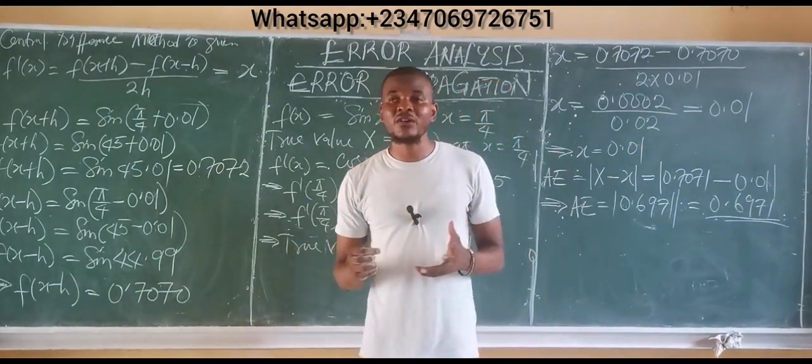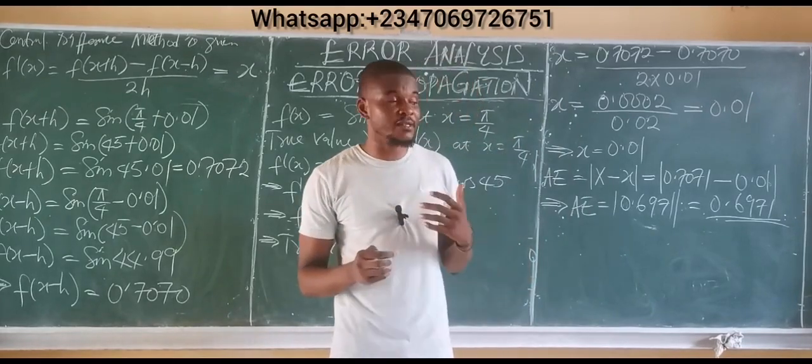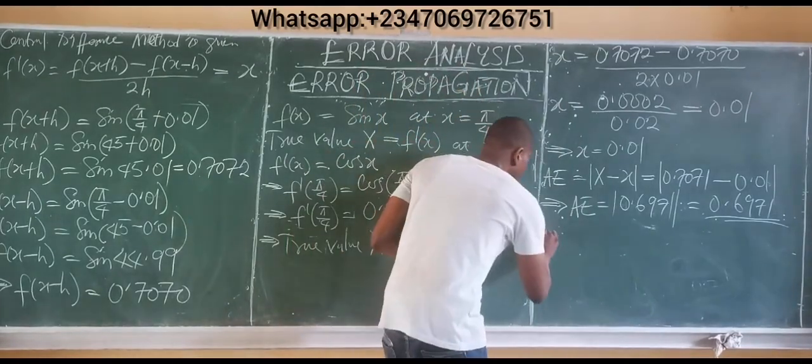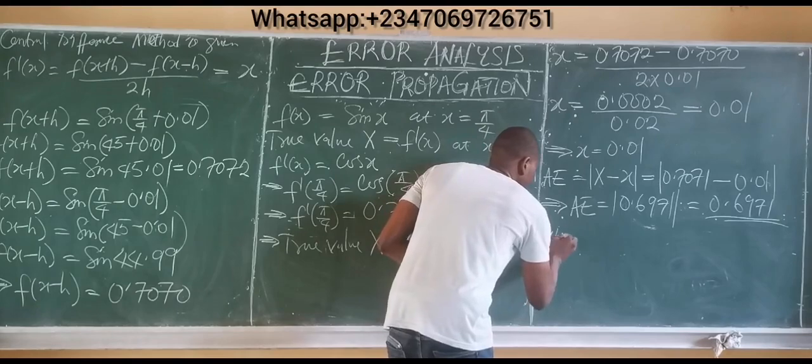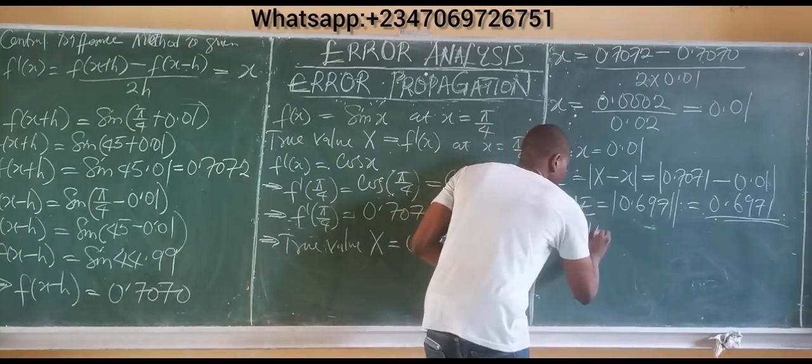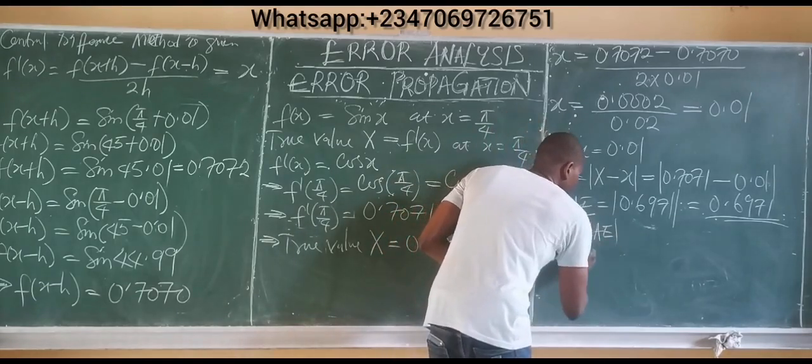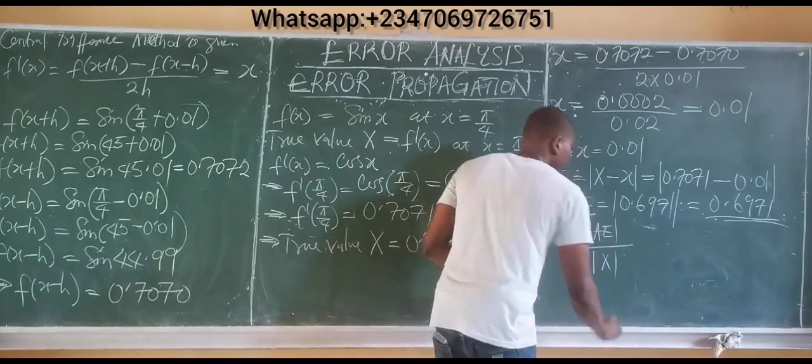Having found the absolute error, the next thing to find is the relative error. Our relative error, remember, is the modulus of the absolute error divided by the modulus of the true value.